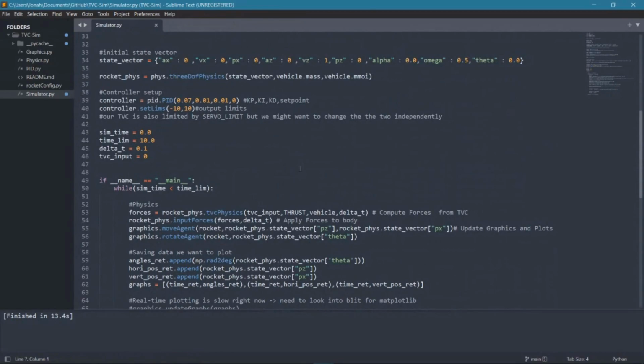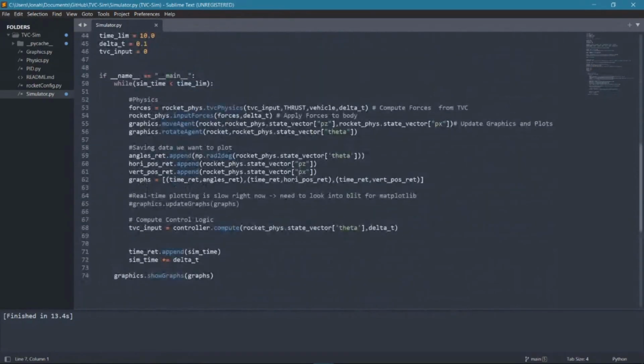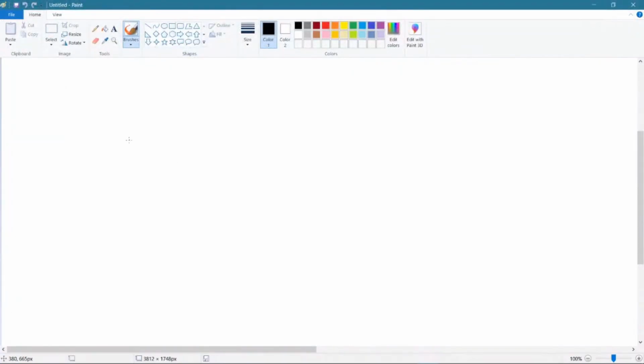So, with that said, we talked a lot about PID, but you guys are all here for that sweet, sweet state space stuff. And of course, like everything in life, state space starts with a free body diagram.